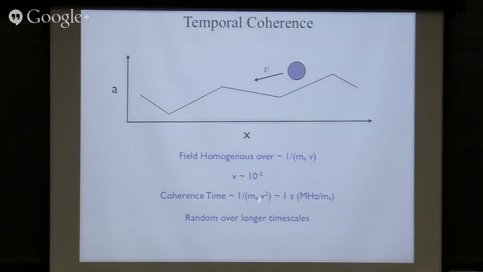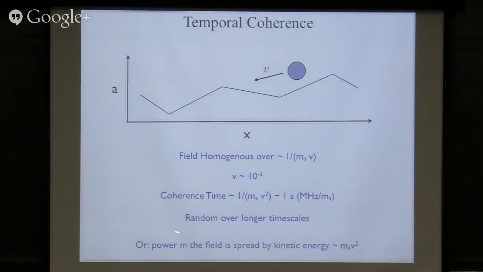Okay, and v is about 10 to the minus 3. So if the mass of the particle happened to be, say, about a megahertz, just to pull a number, you can see that the coherence time is of order seconds, right? So this is very short compared to cosmological evolution, compared to Hubble or something like that. But on experimental time scales, that's still very interesting. This is a coherence time that is acceptable in the lab. Okay, that's what makes these particles very interesting.